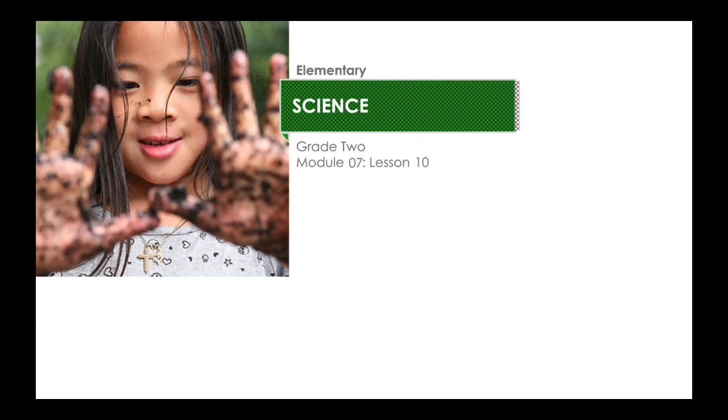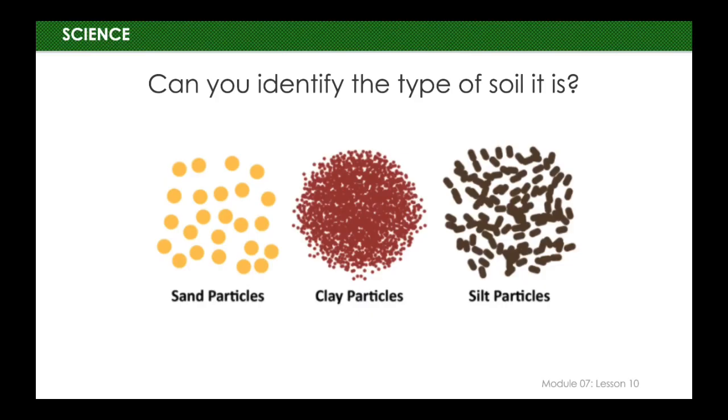Today we are working on Module 7, Lessons 10 and 11. We are still talking about the different types of soil, which we talked about: clay, silt, and sand. There are many differences between these three types of soils, but one thing is how they feel and how they look. Sand is usually yellow or white in color and it's very gritty.